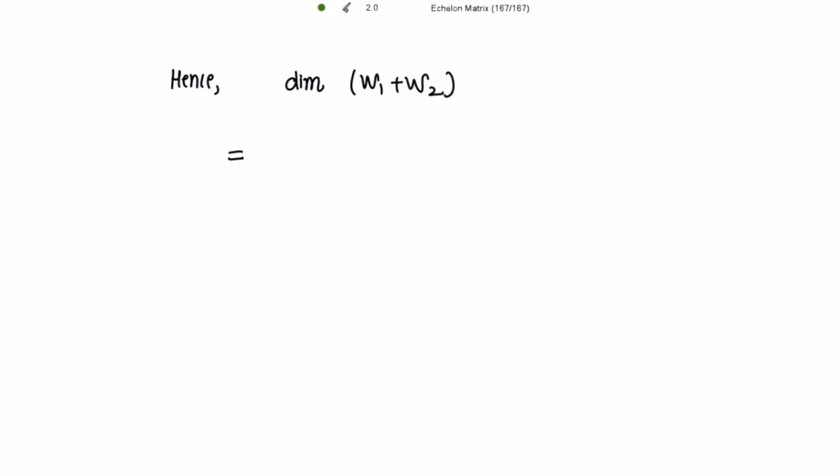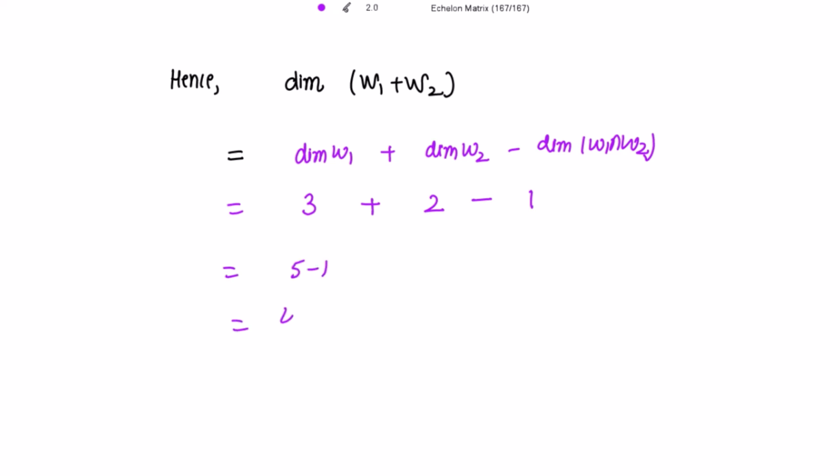Now to get the dimension of the sum of the subspaces, we know the formula for this. The dimension of the sum of the subspaces is equal to the dimension of W1 plus the dimension of W2 minus the dimension of the intersection of the subspaces. And we have found the dimension of W1 to be 3 and the dimension of W2 to be 2, minus the dimension of the intersection, which we just found is 1. So this is 5 minus 1, that is 4. So the dimension of the sum of the subspaces is 4.